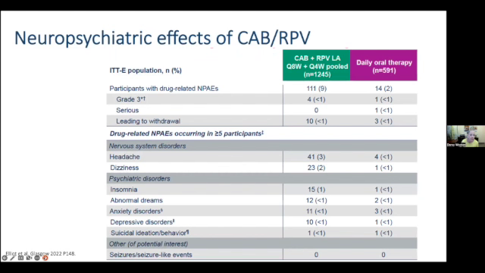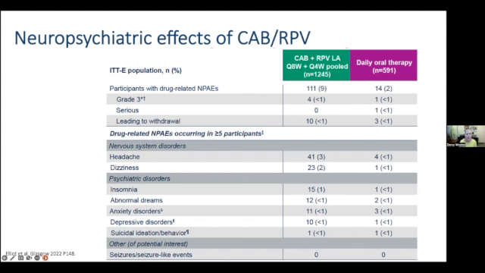The first abstract, presented at Glasgow, looked at neuropsychiatric side effects with this regimen. Overall, neuropsychiatric side effects were pretty rare, although higher in patients who switched to cabotegravir-rilpivirine, 9% overall in this pooled data of all 3 studies, compared to patients who continued on their daily oral therapy.